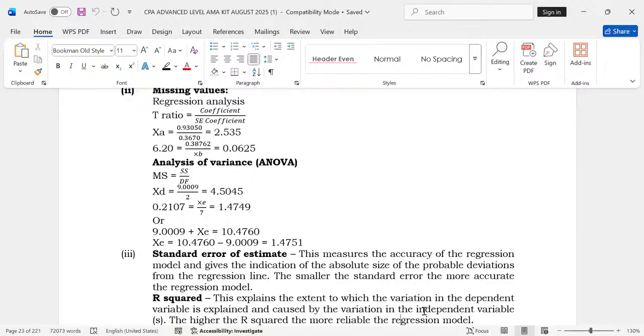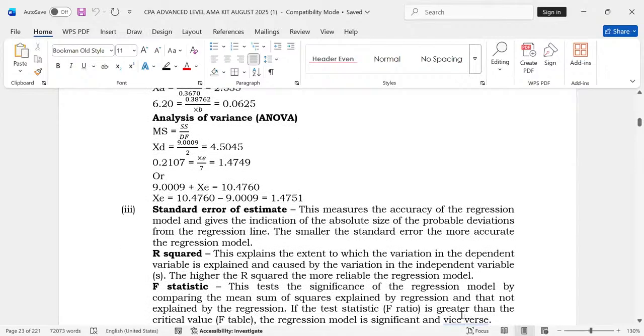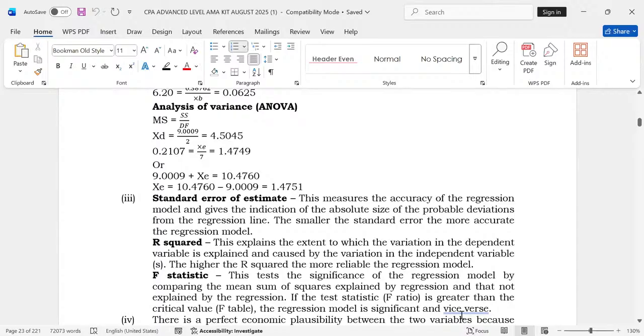The higher the R squared, the more reliable the regression model is. So we're saying there, I repeat, this explains the extent to which the variation in the dependent variable is explained and caused by the variation in the independent variables. The higher the R squared, the more reliable the regression model is. F statistic. Ladies and gentlemen, please listen to me very well.